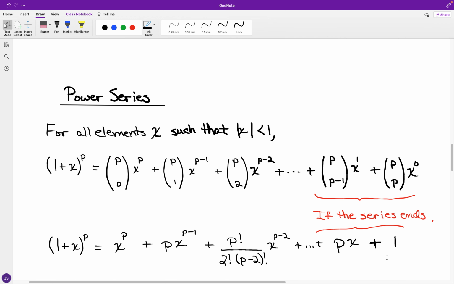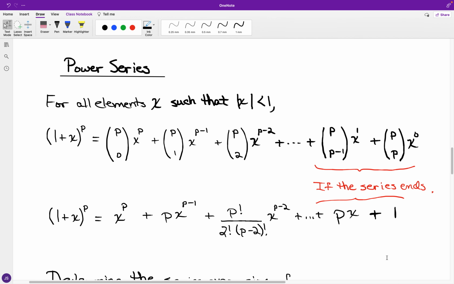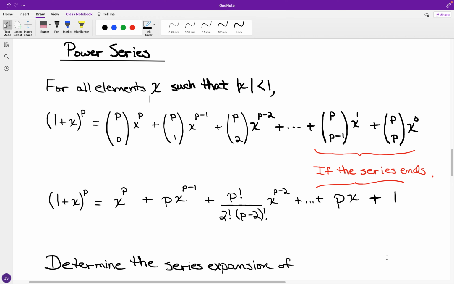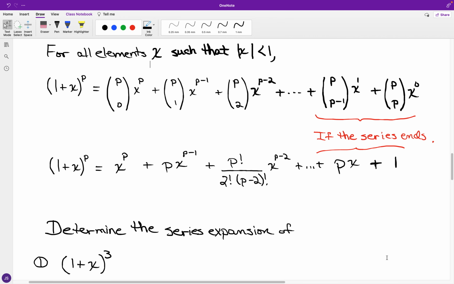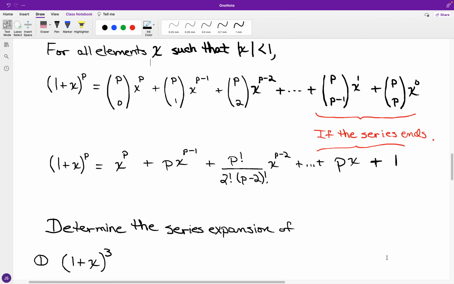Now, let's say for the determination of power series, where we have a particular power P provided, we're looking at the series expansion of the quantity 1 plus X raised to the third.